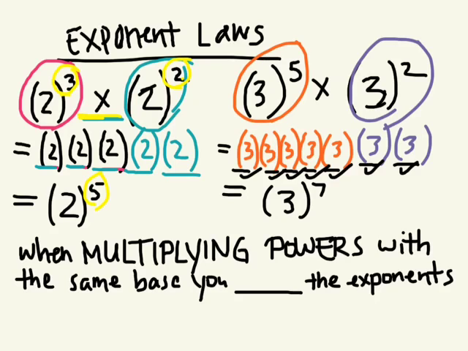And we can check again, according to the rule, when multiplying powers with the same base, they have to have the same base. What do we do with the exponents to get the answer? We add them. Good, we add. So let's put that here. We add the exponents.